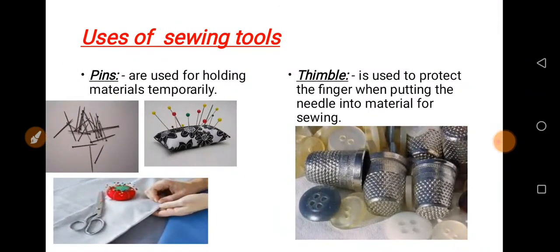Then pins, as you can see, these are pins. These are pins, but this is the one that the pins are attached to. It is called pin cushion. Pins are used for holding materials temporarily. As you can see on the screen, she's using pins to hold the fabric temporarily before cutting. We normally use pins after taking the measurement, before you cut it out, to hold the fabric down, that is the clothes.